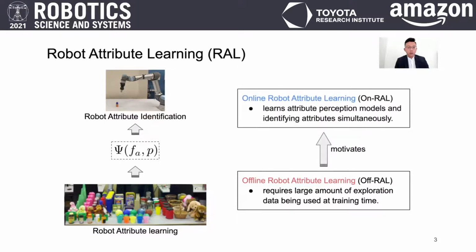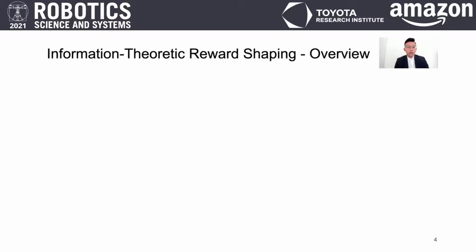Thus, we focus on a novel online robot attribute learning setting, where the robot learns and identifies attributes at the same time. Formally defining robot attribute identification, offline and online attribute learning is the first contribution of our paper. Then we proposed an algorithm called information-theoretic reward shaping for online attribute learning.